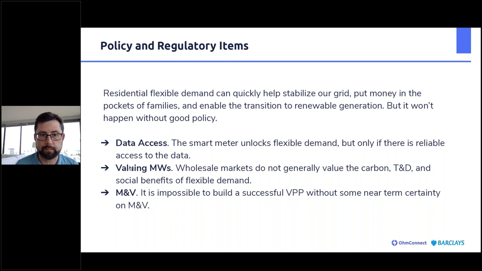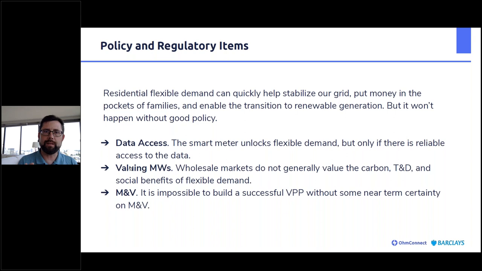The first is data access. The smart meter enables all of this, but reliable and consistent access to that data becomes critical. And that is a huge challenge, even now, 10 plus years since smart meters rolled out in much of the country. The value of megawatts continues to shift around. M&V is not stable.